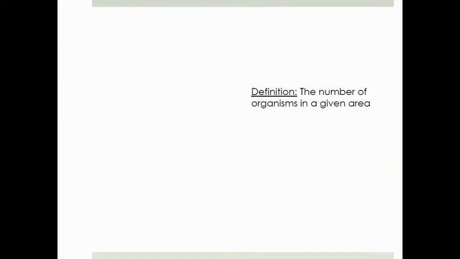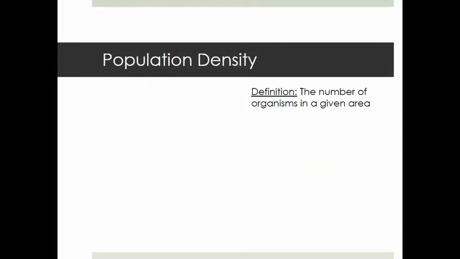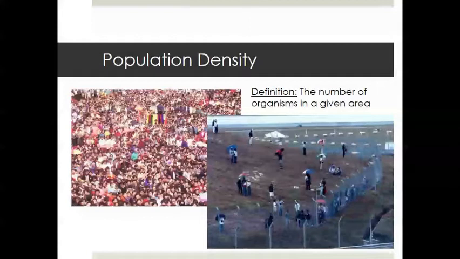First, we need to briefly discuss population density. Simply put, population density is the number of organisms in a given area. As you can see here, the photo on the left is a bit more dense than the photo on the right. So the more organisms that come into an area, the greater the population density.